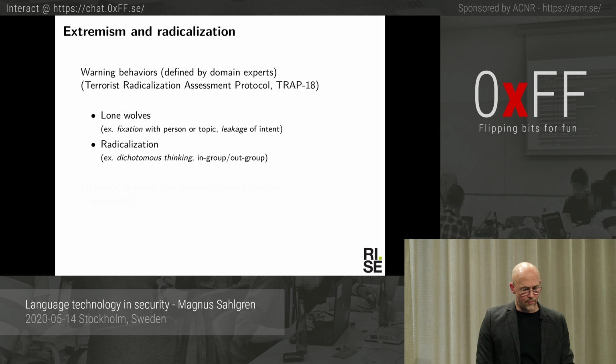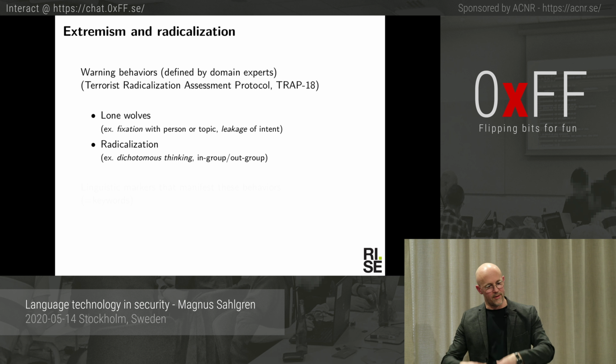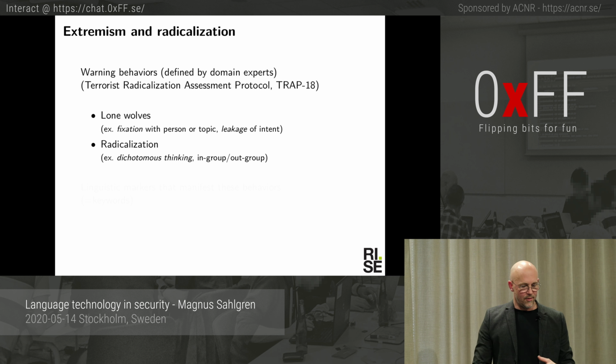Another example is radicalization. So that's basically the process before someone becomes a terrorist. So the act of becoming radicalized. So one of the warning behaviors that people talk about is called dichotomous thinking. So an increasing dichotomizing of the world in us and them, right? An in-group and an out-group.